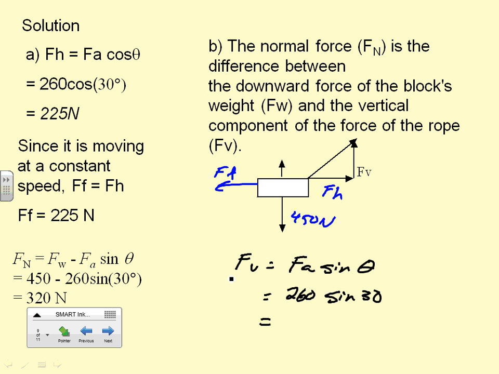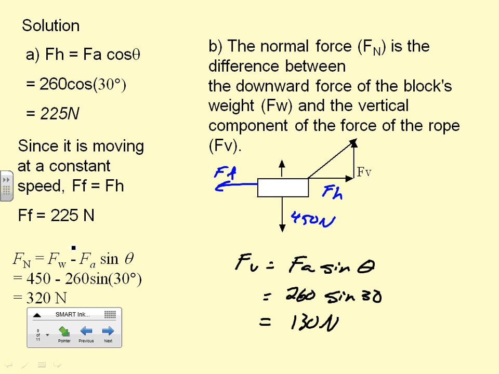260 sine 30 is 130. So what I'm saying is that 260 newtons is how much is pulled. Of that 260, 130 is actually lifting up.